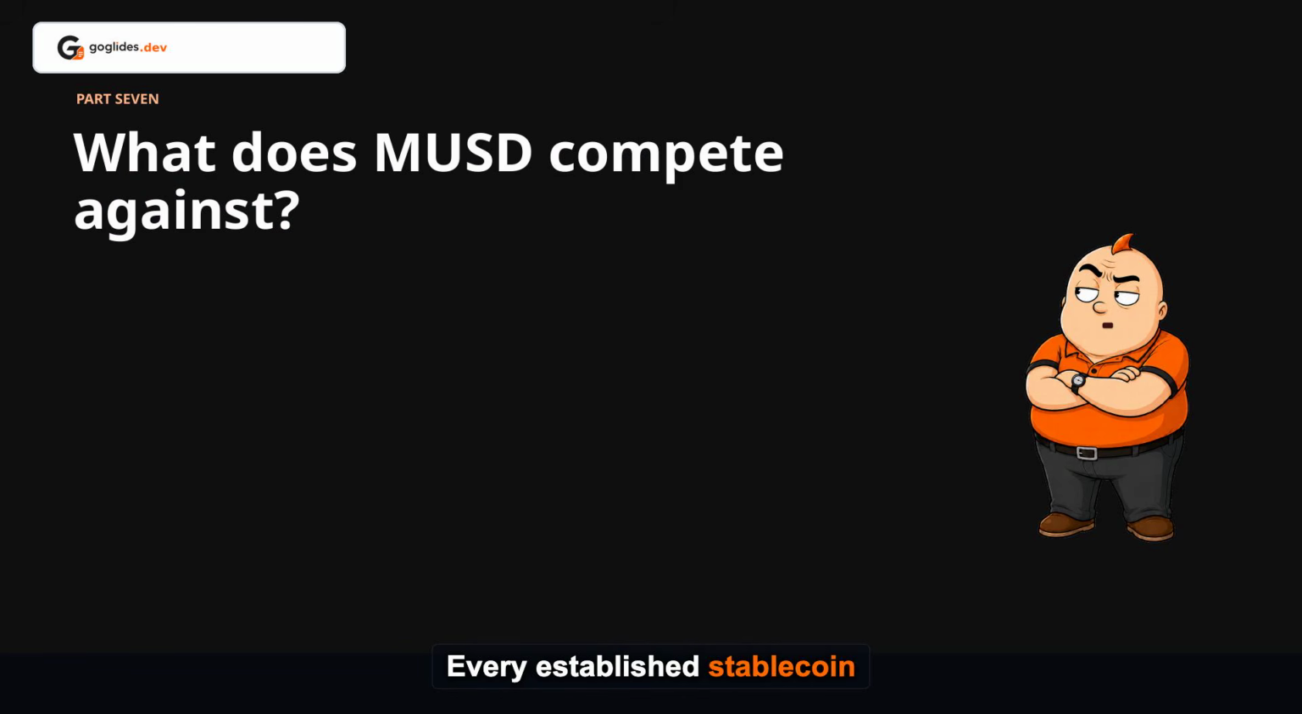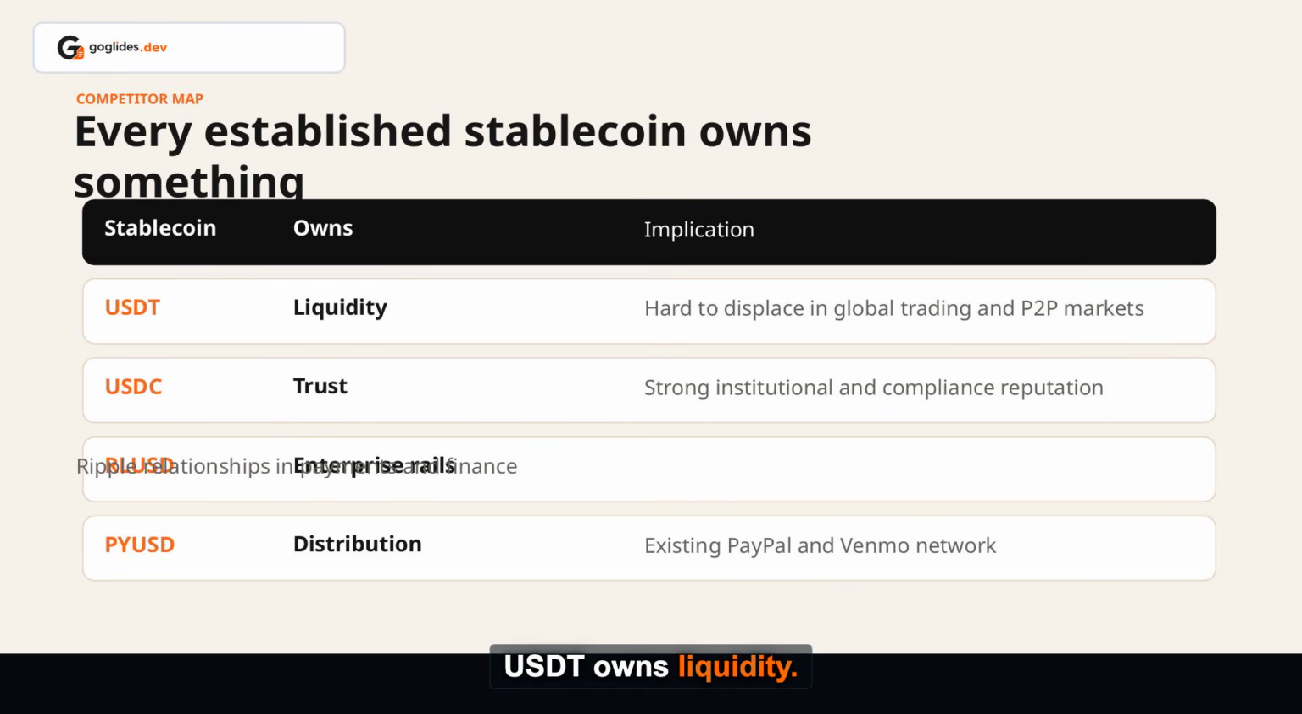Every established stablecoin already owns something. USDT owns liquidity. USDC owns institutional trust. RLUSD owns Ripple's payment relationships. PYUSD owns PayPal's distribution. So what can MUSD own? Its possible advantage is narrower: the Mandela identity, regional institutional relationships, a social impact mission, and a specific focus on underserved corridors. That may be enough to win one market. It is not enough to win the entire stablecoin industry, and it does not need to.